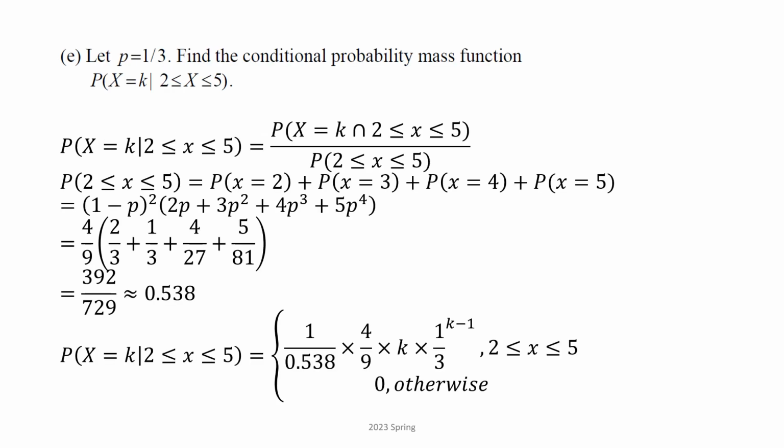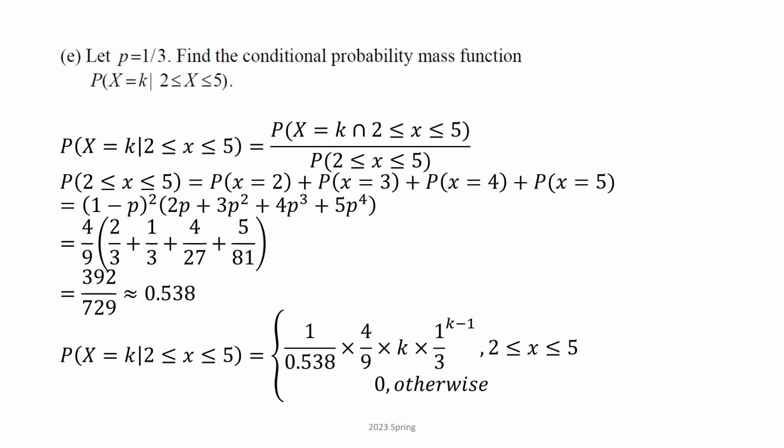In question E, we assume that p equals 1 over 3, and we need to find the conditional probability mass function, that is, the probability of X equals k, given X is greater than or equal to 2 and less than or equal to 5. So we know this probability equals the probability of X equals k and X is greater than or equal to 2 and less than or equal to 5, over the probability of X in the range of 2 and 5.